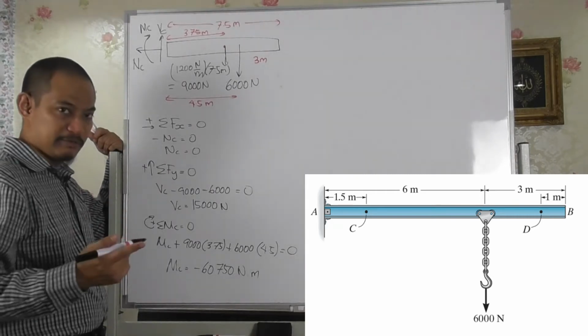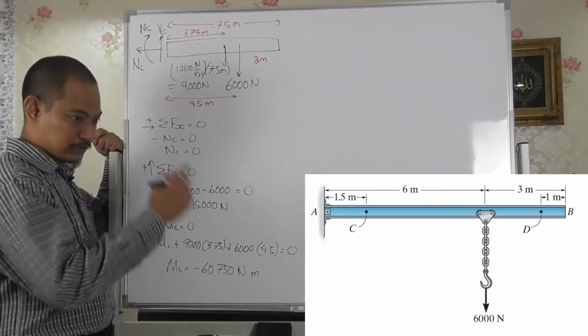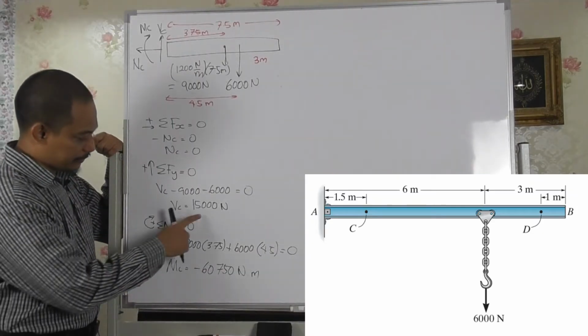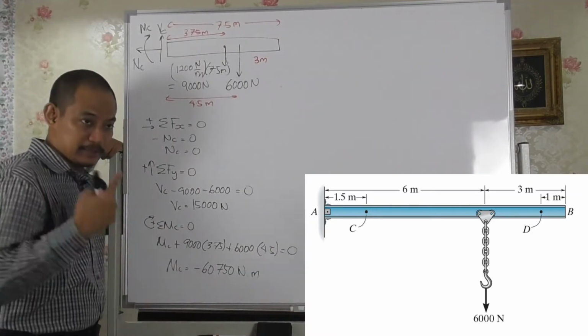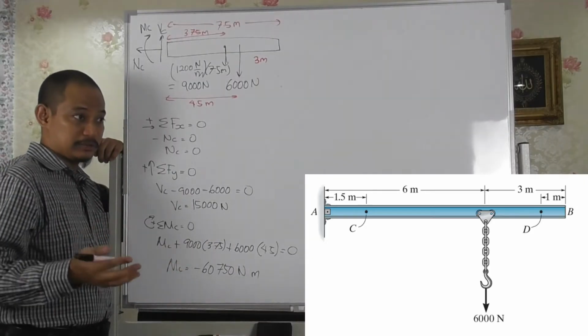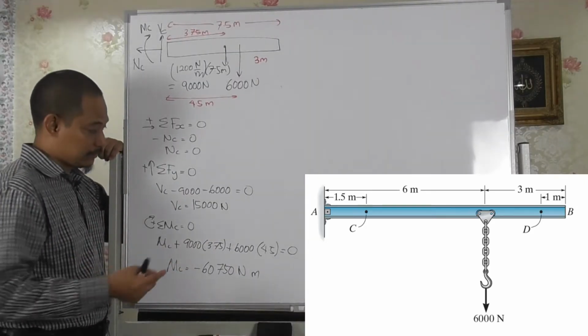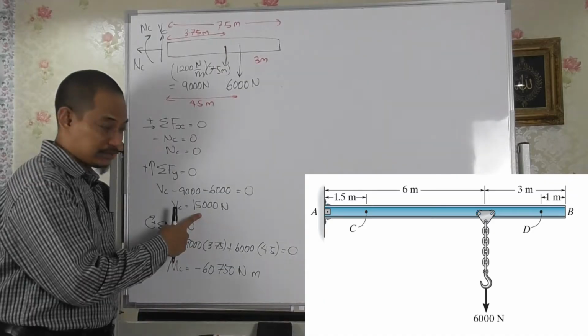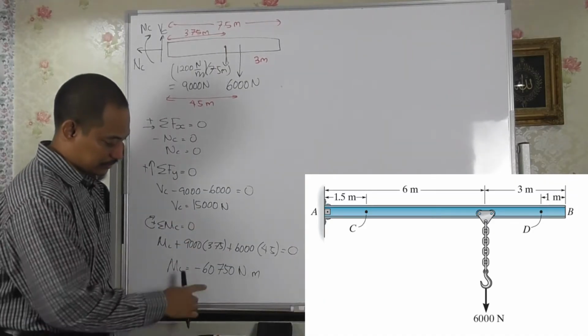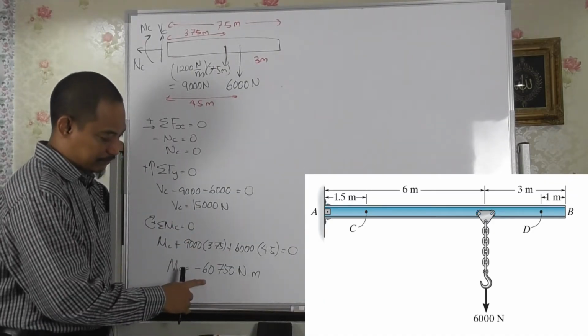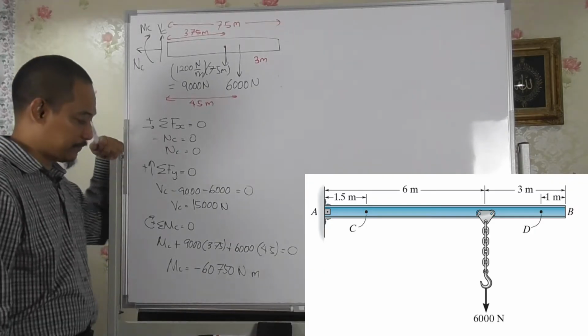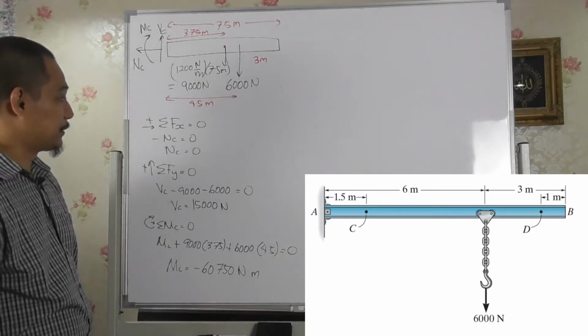Obviously, if you have the slide or the solution for this kind of question, normally they will like to have 3 significant figures. So this will become 15 kilonewton or 15.0 kilonewton, and this will be 60.75 kilonewton meter. So that's just the change of the unit.